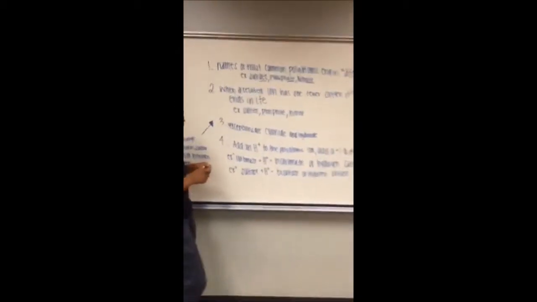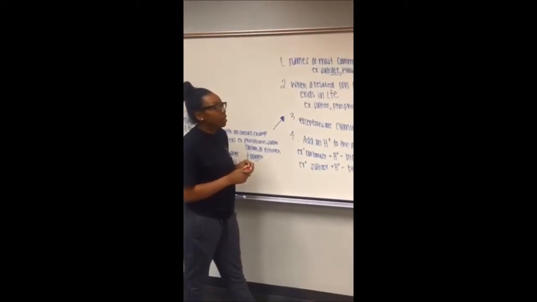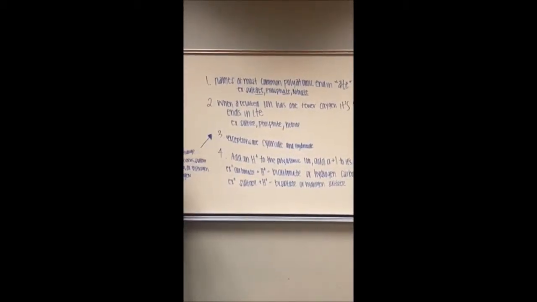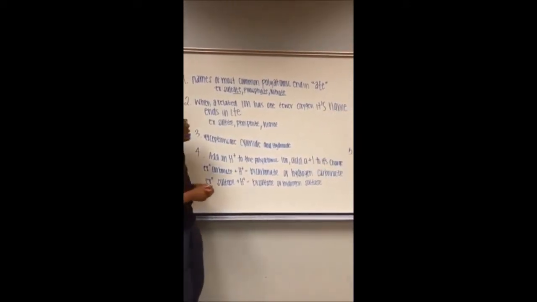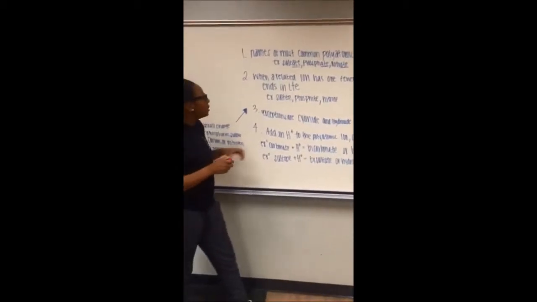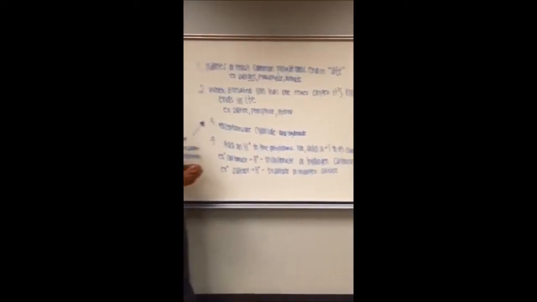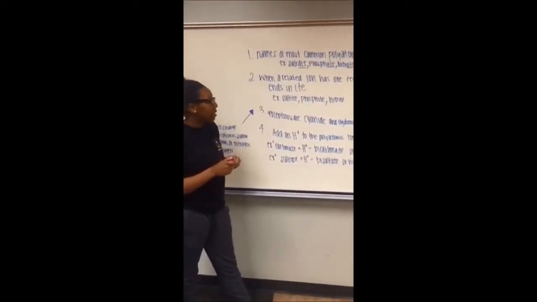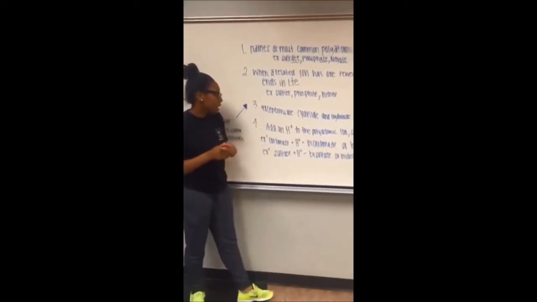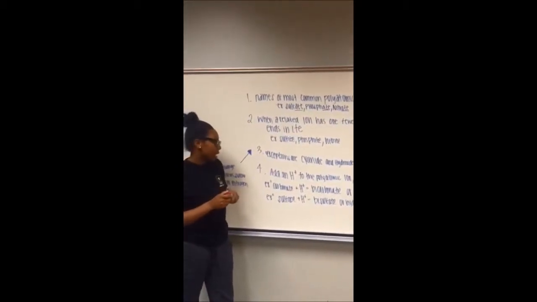These are some steps that will help you out when you're dealing with naming polyatomic ions. One, the names of the most common polyatomic ions end in -ate: sulfate, phosphate, and nitrate. Two, when a related ion has one fewer oxygen, its name ends in -ite. Example: sulfite, phosphite, and nitrite. Three, exceptions are cyanide and hydroxide.